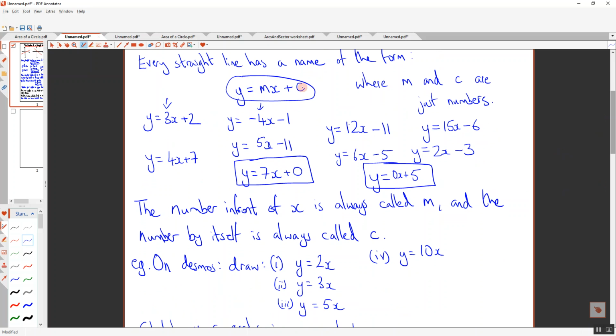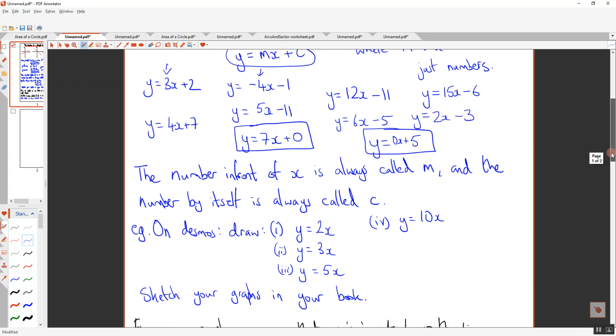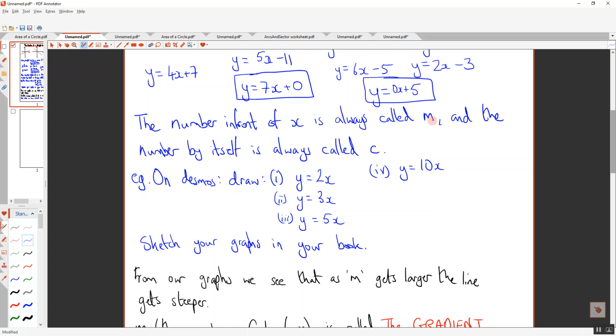And remember that c can be 0. In this example it can, and in this example m is equal to 0. So y equals mx plus c. We said the number in front of x is always called m, and the number by itself is always called c. So what we ended up doing, we drew these graphs.